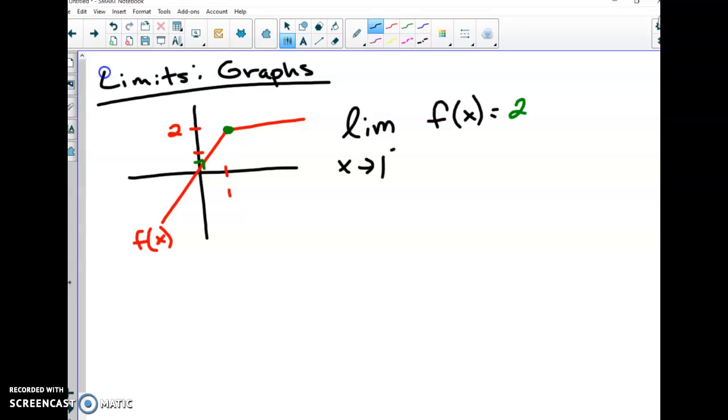Then we'll have it approach from the right. So that designation will be with a positive because we're approaching from obviously the positive side. So again, looking at that one value, looking directly to the right of it, what's the y value there? It also happens to be 2.